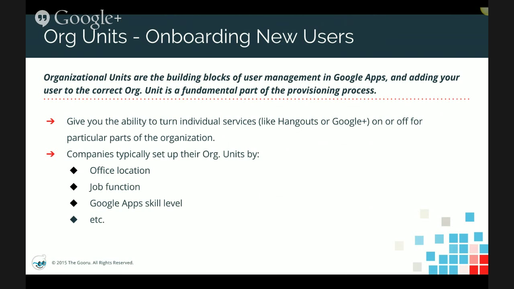Job function is another very popular one: finance, sales, marketing, HR. Many popular organizational units that you'll see. And really this shouldn't be much of a surprise, because those organizational units have completely different functions within the organization and require a different IT setup in each case. Google Apps skill level is another one. There may be, for example, the admin team that has a completely different setup from the average end user.